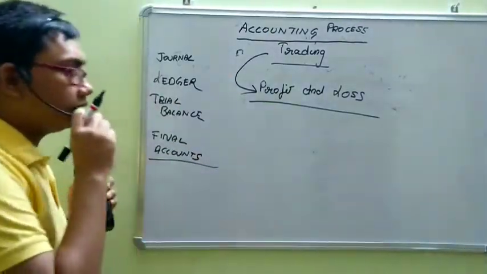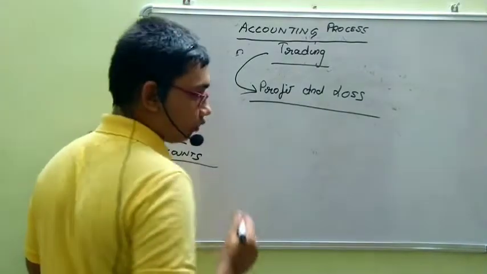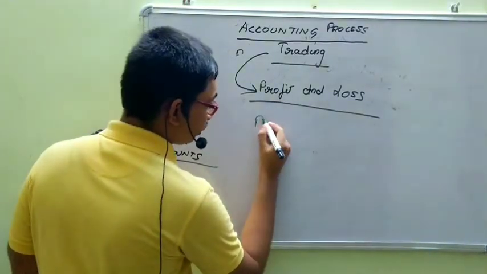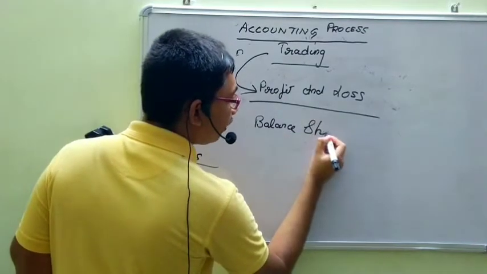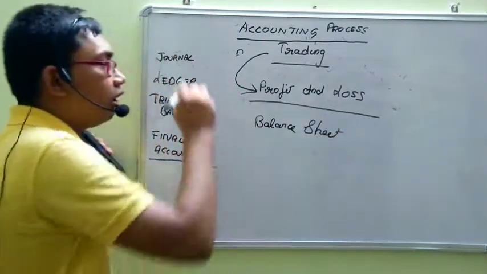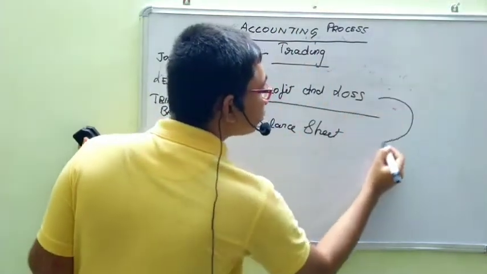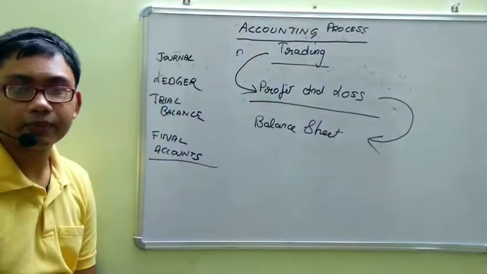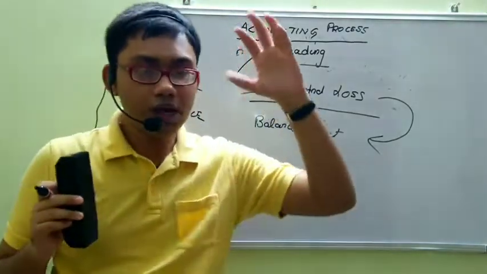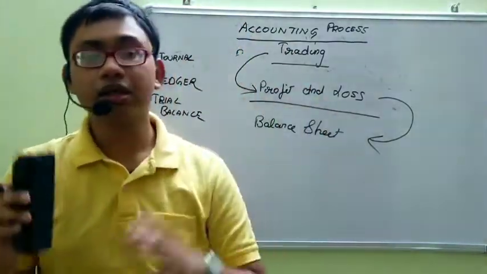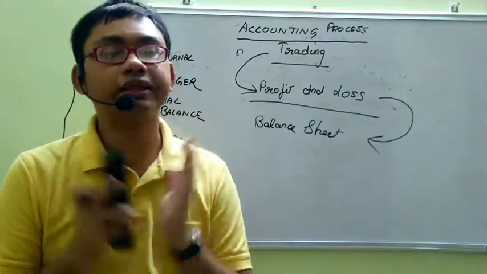Now, the third thing is showing the assets and liabilities of our entity. That is called the balance sheet. And the balance sheet will also contain the net effect of the profit and loss account. Got it? Balance sheet will also contain the net effect of the profit and loss account, and it will contain all other assets and liabilities, including the owner's capital.